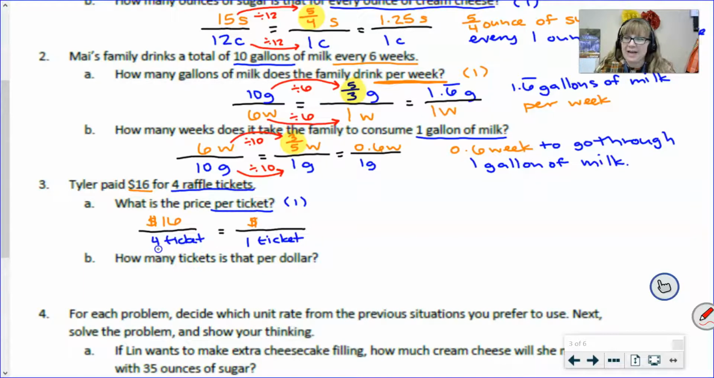And we ask ourselves, how does the 4 change to a 1? The 4 changes to a 1 by dividing by 4, which means I need to do the same thing up here, and that 16 will be divided by 4. 16 divided by 4, plug it into your calculators, that's 4. So again, we have our abstract answer. It says $4 over 1 ticket, or $4 per ticket. We always want to make sure that we are taking these abstract answers and making them quantitative. That's math practice 2. So again, that means $4 per ticket.